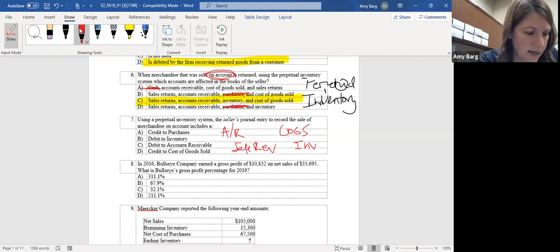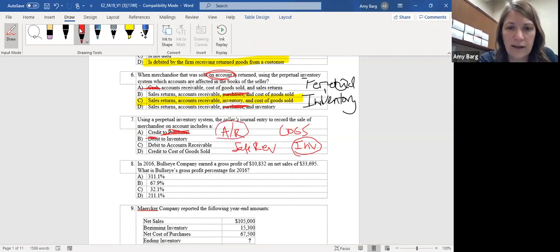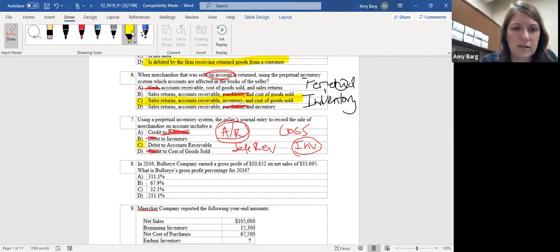So the first one says credit to purchases, no purchases in the perpetual inventory system. This one says a debit to inventory. Well, no, we have to credit our inventory, right? So that's not right. Debit to accounts receivable, there it is. And then credit for cost of goods sold, no, that is not right either. So the answer to this one is C, debit to accounts receivable.